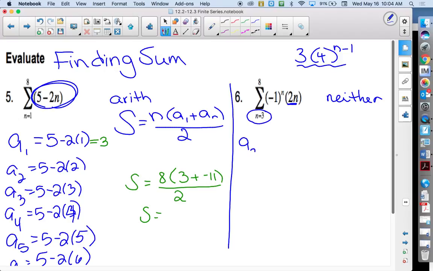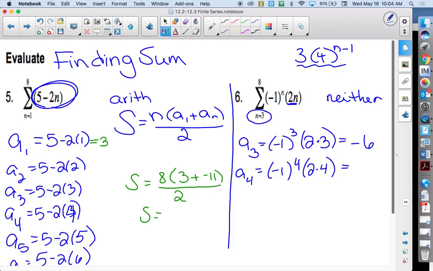So if you plug a 3 in, negative 1 cubed, and then 2 times 3 becomes? Negative 6. Negative 1 to the 4th, and 2 times 4 is? 16, or negative 16. What's 2 times 4? Why is it 2 times 4? Because you plug in a 4 for n.